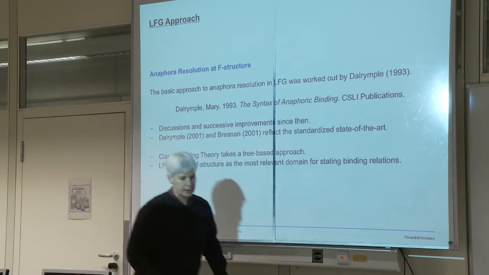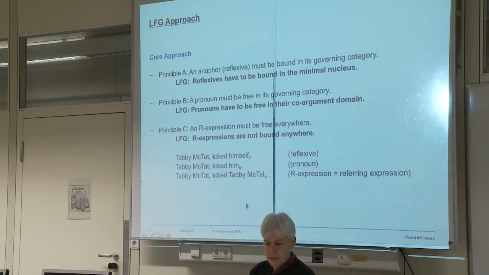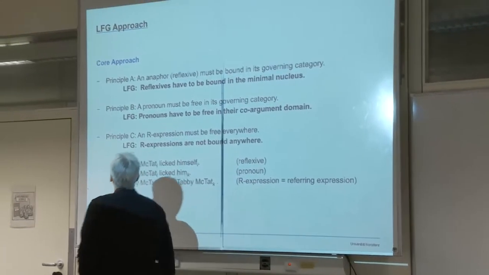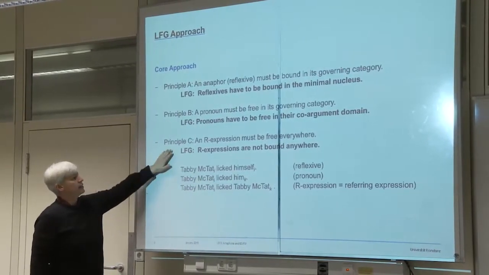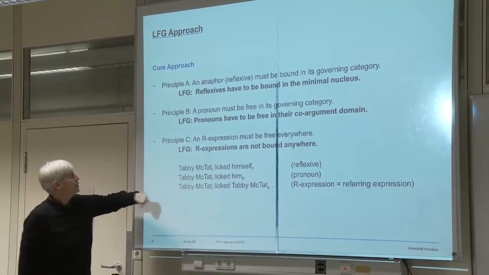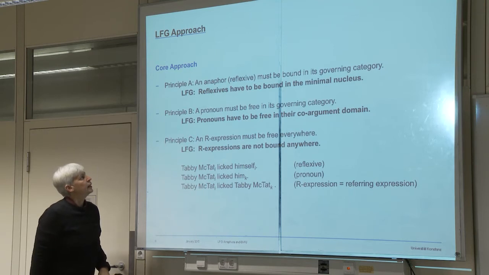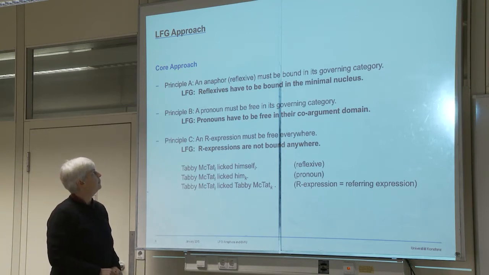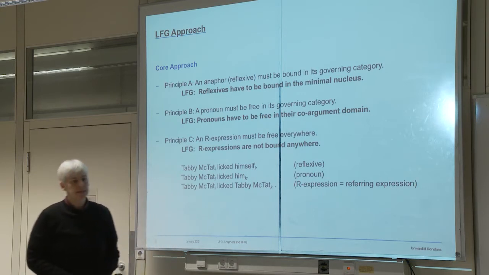Okay, and I've already said this. Binding theory takes the tree-based approach, and LFG identifies F structure as the most general approach. What I've done here is I've given you the principles A, B, and C. Like I said, I won't be talking about this very much, but I've given it to you here. And the examples, the core examples. And I've given you the LFG formulation. So for principle A, LFG says reflexives have to be bound in the minimal nucleus, and we'll talk about what that is in a minute.